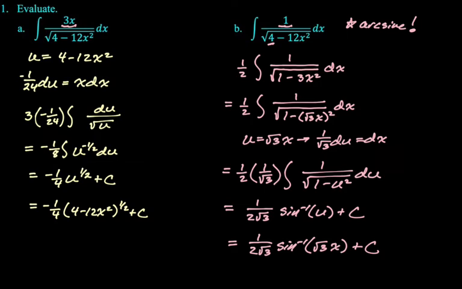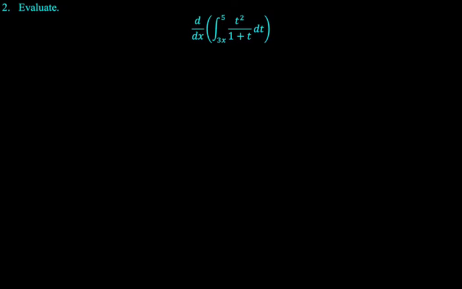All right, next up, we want to evaluate the derivative of the integral from 3x to 5 of t squared over 1 plus t dt. That's weird because the variable should be on top, so we'll deal with that. What I'm going to do is flip the bounds and change the sign. So I'm going to do negative integral from 5 to 3x of t squared over 1 plus t dt.